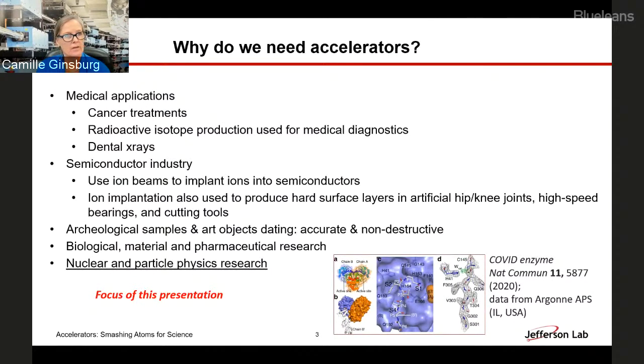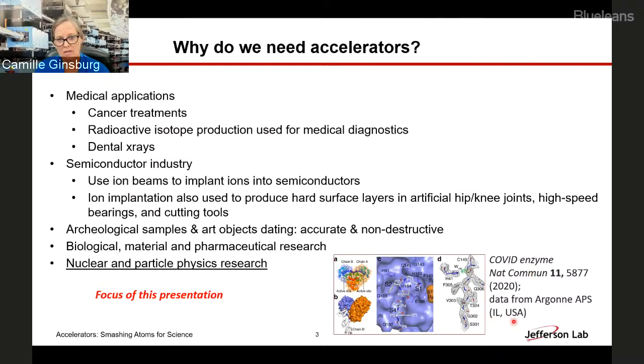So why do we need accelerators? There are many different applications for accelerators. Perhaps the most important is medical applications, for example, cancer treatments, as well as isotope production for medical diagnostic tests. The semiconductor industry uses accelerators for ion beam implantation into semiconductors. They're used in manufacturing. They're used in dating archaeological samples. They're used in biological material and pharmaceutical research. A recent very interesting application was investigation of a COVID enzyme.